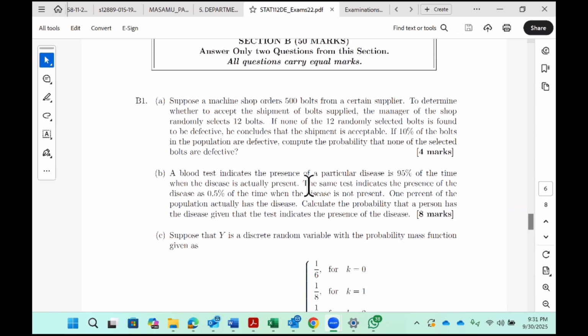Okay, so B1. Suppose a machine shop orders 500 boots from a certain supplier. To determine whether to accept the shipment of boots supplied, the manager of the shop randomly selects 12 boots. If none of the 12 randomly selected boots is found to be defective, he concludes that the shipment is acceptable. If 10% of the boots in the population are defective, compute the probability that none of the selected boots are defective.